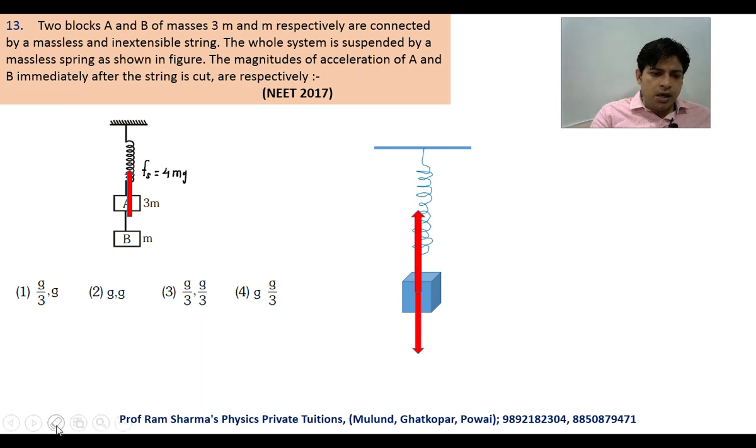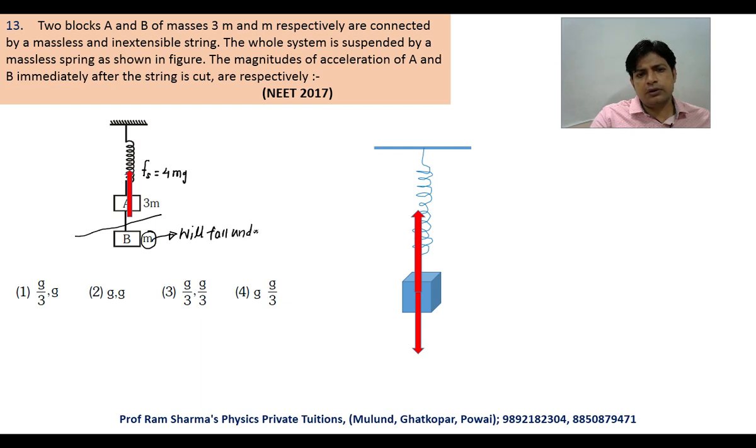Now what is happening is you have cut the string. Once you cut this string, m will have a free fall, that is this mass m will have a free fall, and free fall means its acceleration will be equal to g, right? That means there is no problem with this second mass, that is block B, because this mass m will just fall under the action of gravity, and its acceleration will be simply equal to g. So there is nothing to be worried about block B. Block B will fall under gravity, and definitely if anything falls under the action of gravity, its acceleration is equal to g.